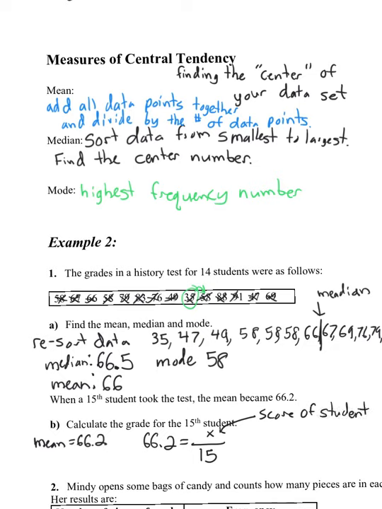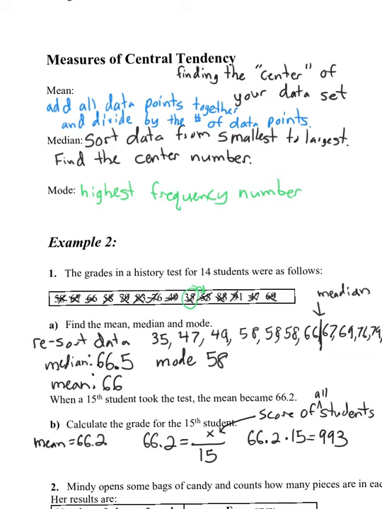Actually, that's not the score of one student, though. What's that x representing right now? It's the score of all of my students. So 66.2 is the average, but the x is going to be the score of all of my students. So if I did 66.2 times 15, I get 993.